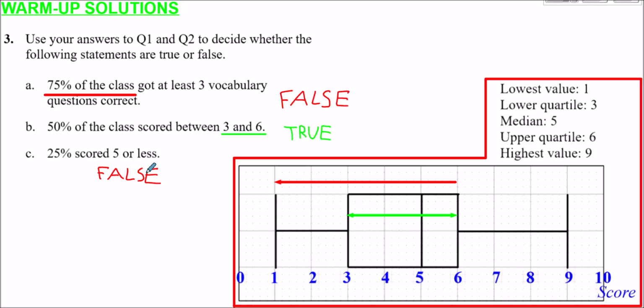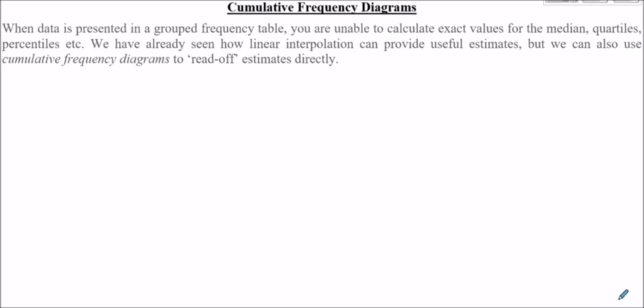So now we're suitably warmed up, let's have a look and talk about some cumulative frequency diagrams. So, where to begin? When data is presented in a grouped frequency table, you are not able to calculate exact values for the median, quartiles, percentiles, etc. We've already seen how linear interpolation can provide useful estimates, but we can also use cumulative frequency diagrams to read off estimates directly.